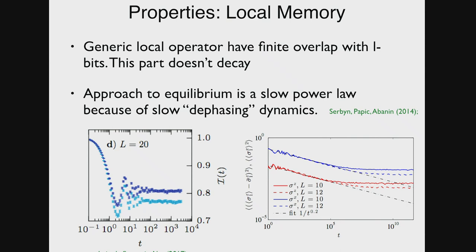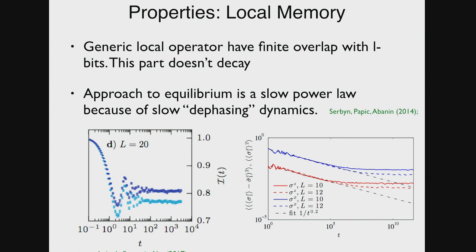But your physical spin observable will generically have some finite overlap with the L bit, and that part of it doesn't decay, okay? And the rest of the part of the physical observable, when you expand it in this L-bit basis, it's going to have some tau x's and some tau y's, and those are the parts that are going to dephase and show some dynamics. But the part of it which is on tau z, and it's going to be some order one finite part on tau z, because tau z is itself local, that part doesn't decay, so you end up with some local memory of the initial condition at late times.